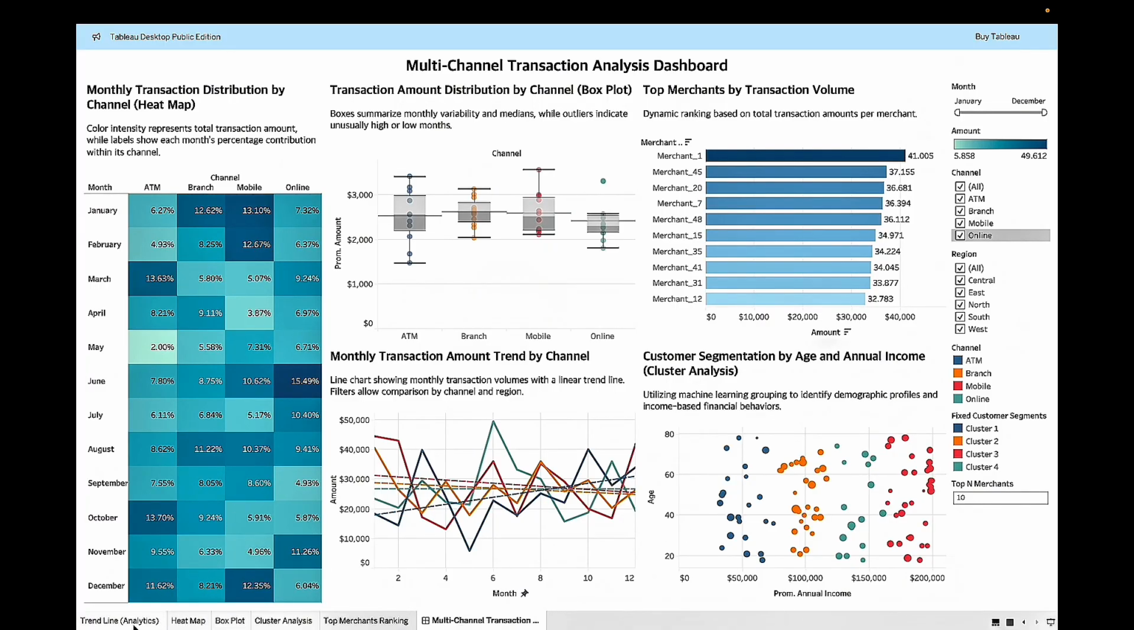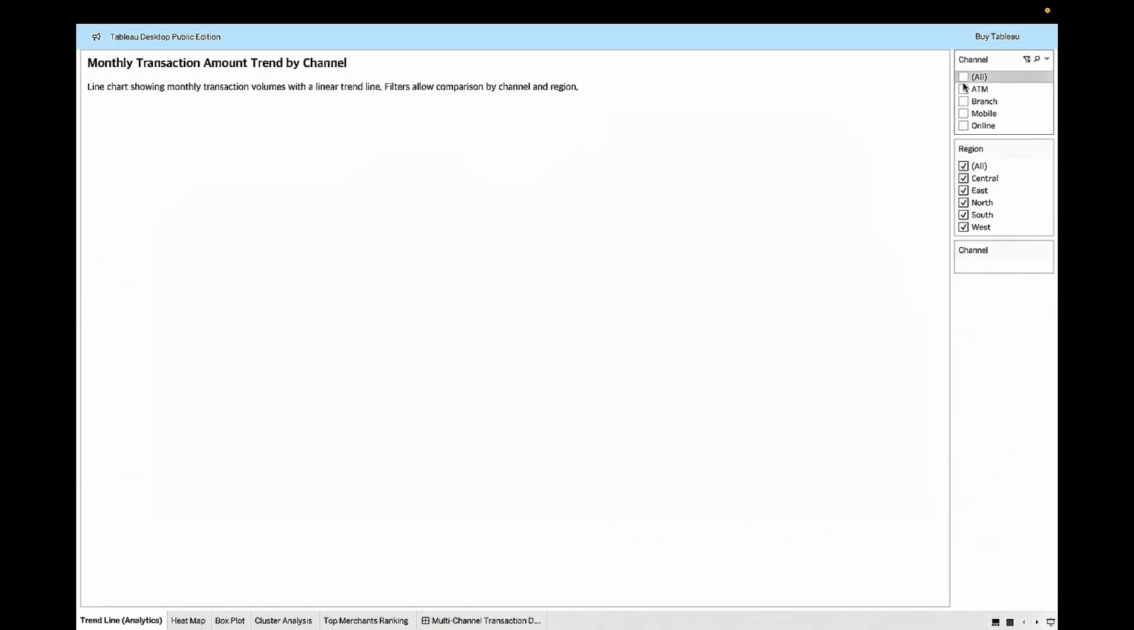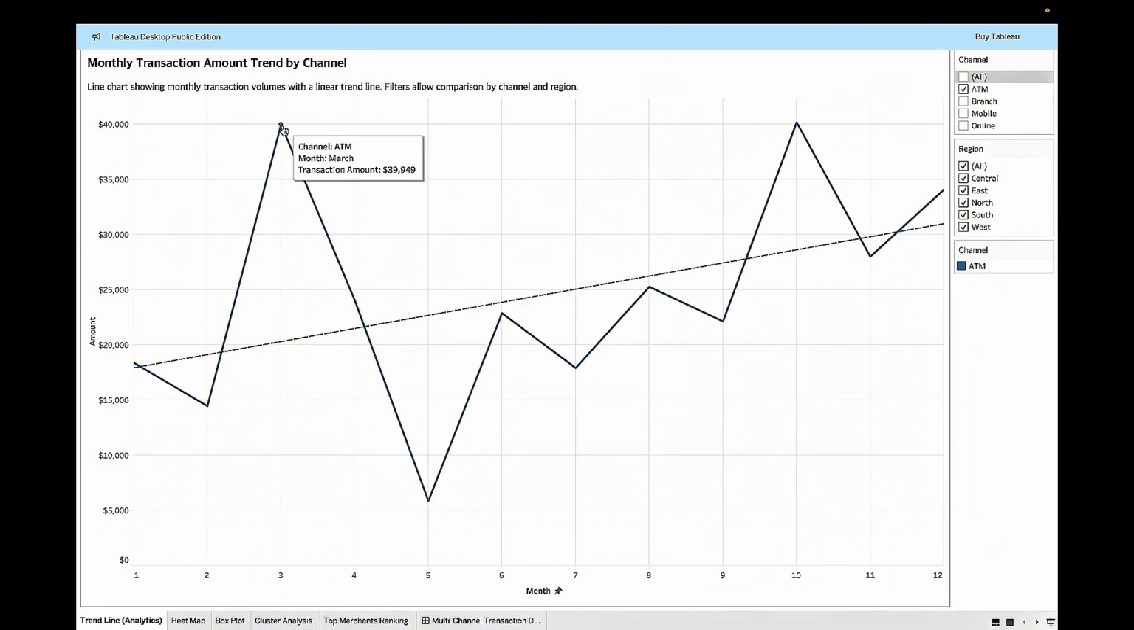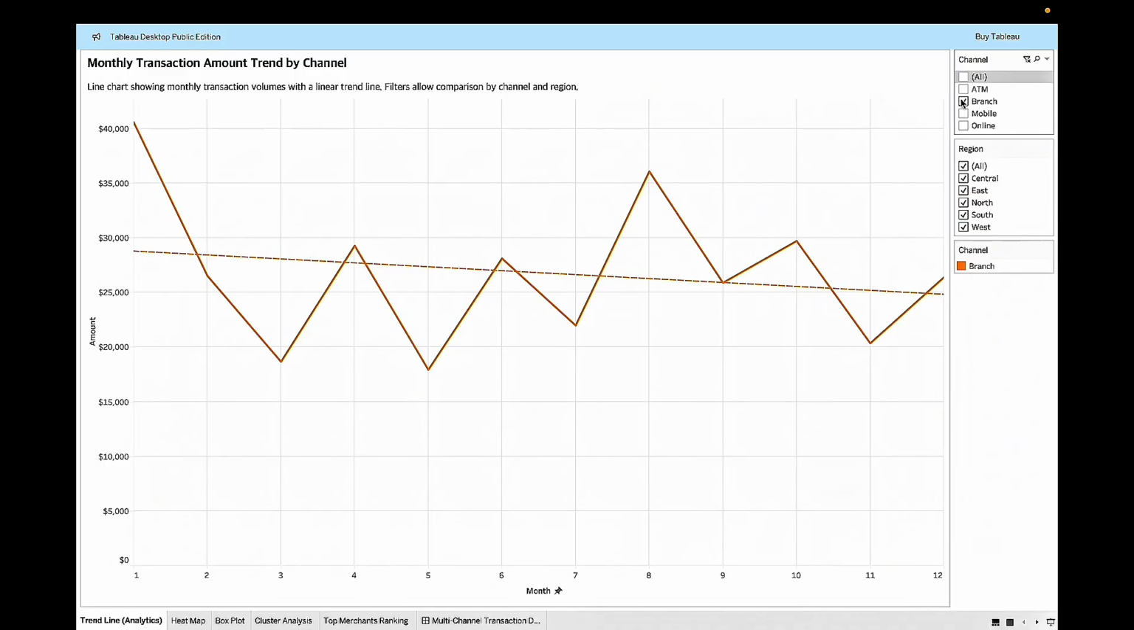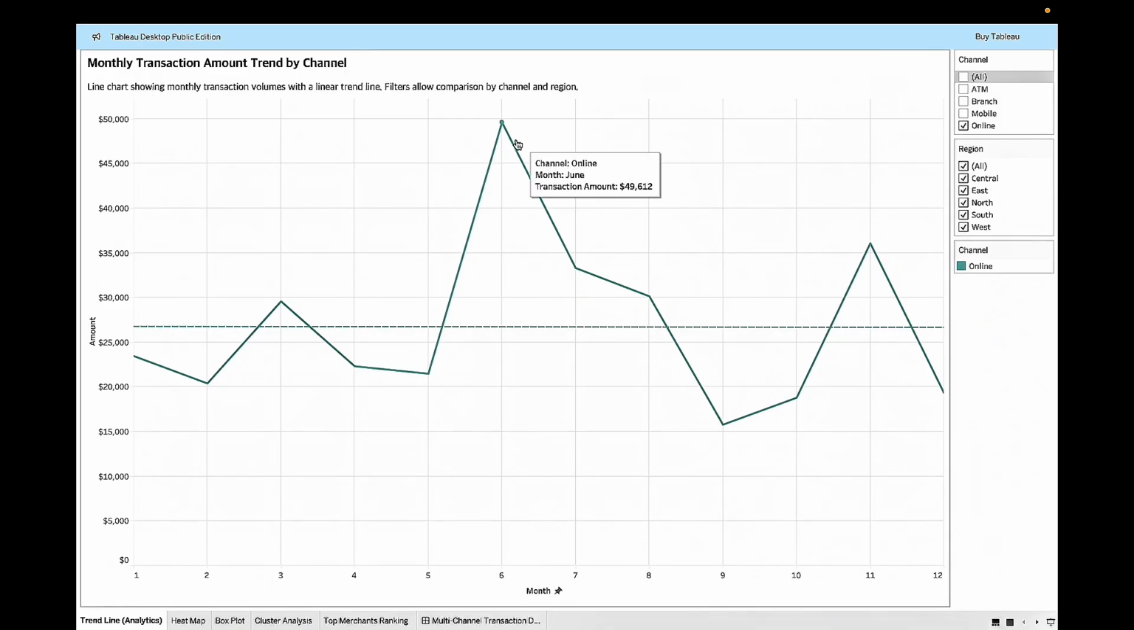Let's start with the first question, which states, is behavior changing over time? First, I start with a line chart, because it allows us to analyze temporal evolution and compare trends across channels. ATM shows a high volatility, with significant peaks in March and October, although with a slightly positive trend. Branch presents a moderate fluctuation with a mild downward trend. Mobile ranks among the most volatile channels, showing an overall downward trend. Online records the highest peak of the period in June and then fluctuates, maintaining a relatively stable pattern.